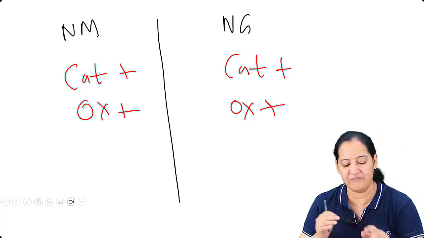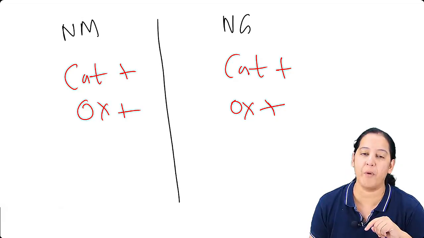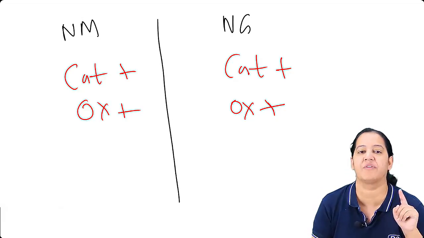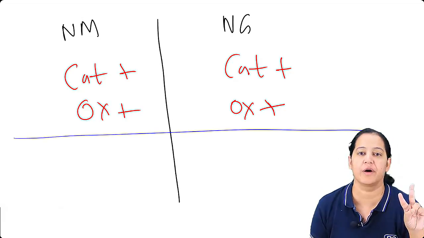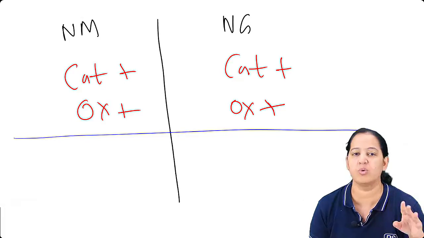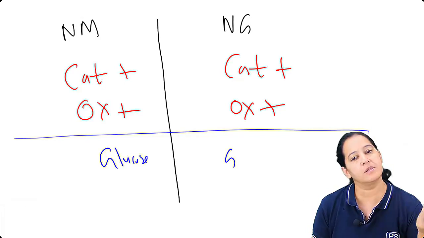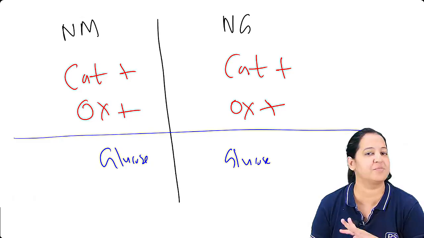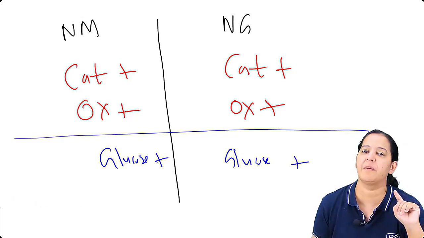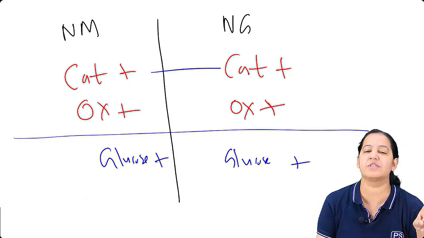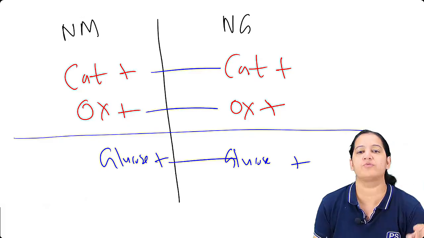It is common to the two. So how to differentiate the two? We can differentiate based on sugar fermentation. Let's take two sugars, glucose and maltose. Glucose is fermented by both of them, so we can't differentiate on the basis of glucose either. Both are catalase positive, both oxidase positive, both ferment glucose.